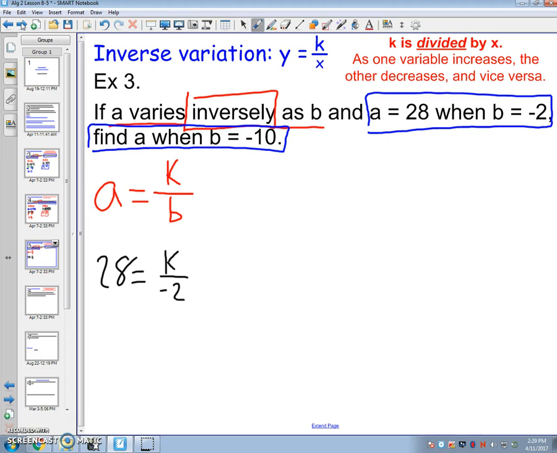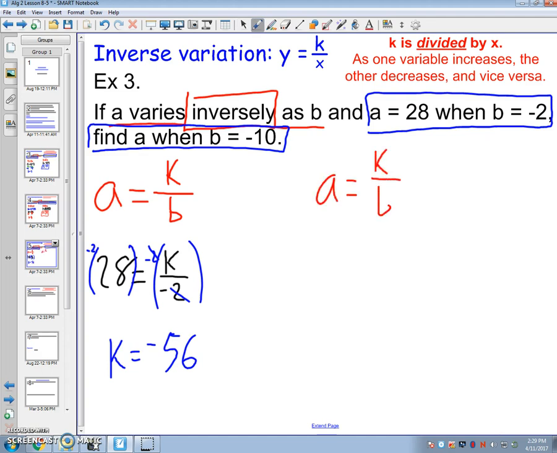To get rid of fractions, you know to multiply both sides by the denominator, -2 and -2. This is gone. We get k equals -56. That's k. Now go back to our equation and fill in the incomplete situation, but with k. It says find a. We do not know what a is. K was -56. B is -10. Just simplify that. A equals, you can divide the top and bottom by 2, and a negative over a negative is positive, so 28 over 5.